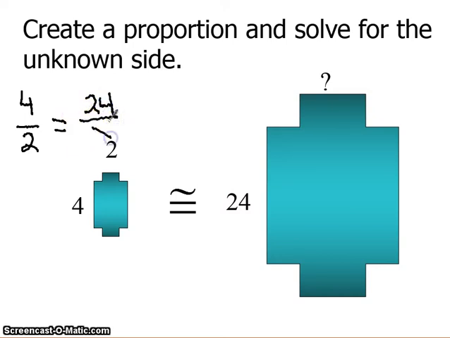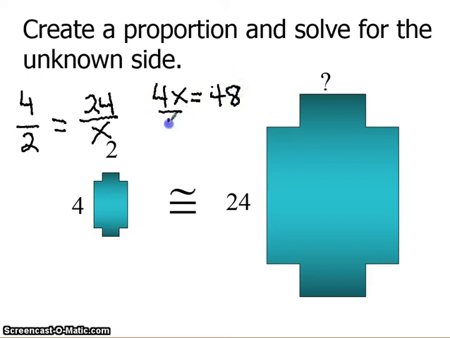over x. Now notice the order in which I wrote my ratio. I started with this side measurement and then went to the top measurement, and that's what I must do with the larger figure. Start with the side measure and then the top measure. So let's create an equation here by using cross products. So 4x equals 2 times 24, which is 48.